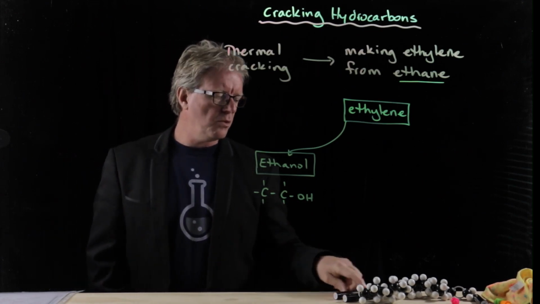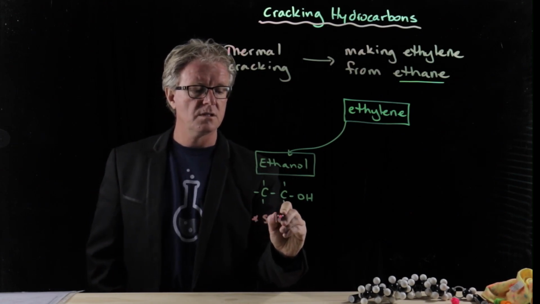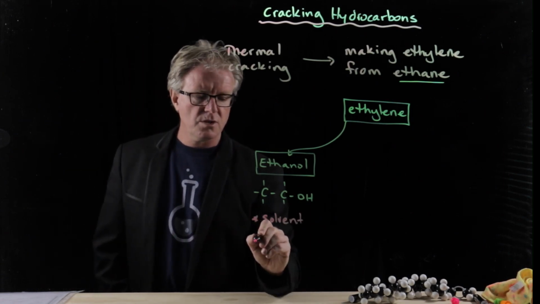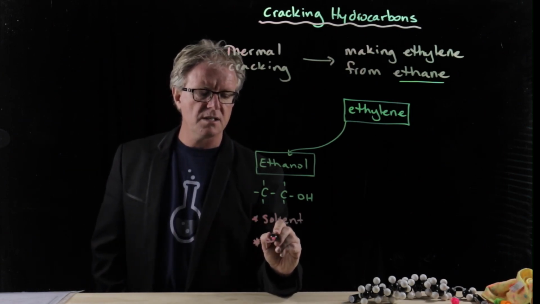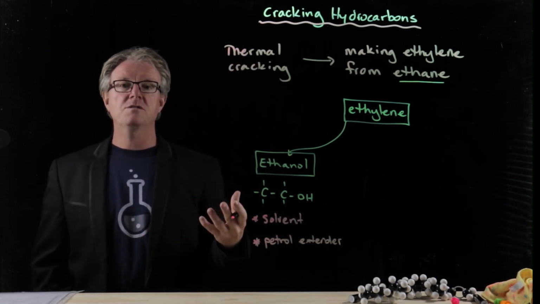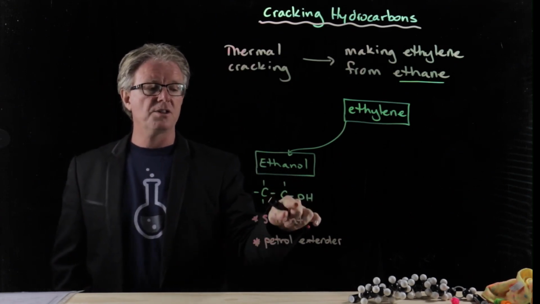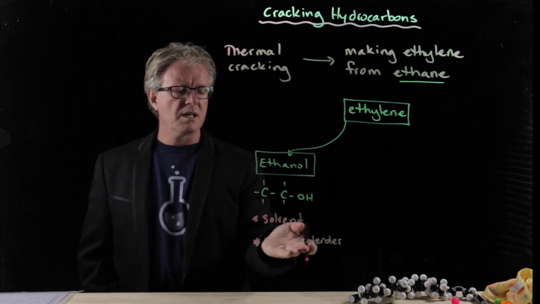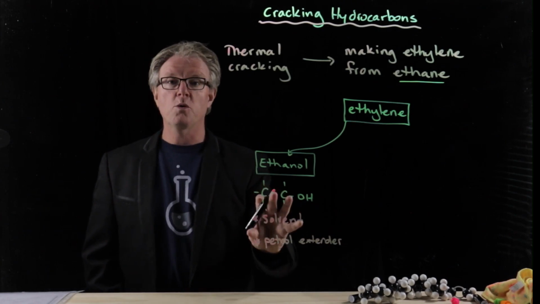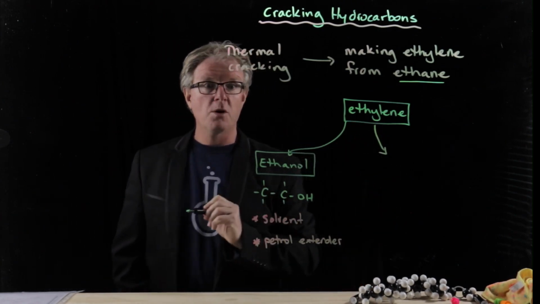Ethanol is very important because industrially it's used as a solvent. We're going to be looking more at that a bit later on, but it's also important as a petrol extender. When we start looking at the combustion of petrol and octane versus the combustion of ethanol, we're going to find that it extends the life of the petrol, and we're going to look more into that. The other thing we can do with ethylene is to make monomers.